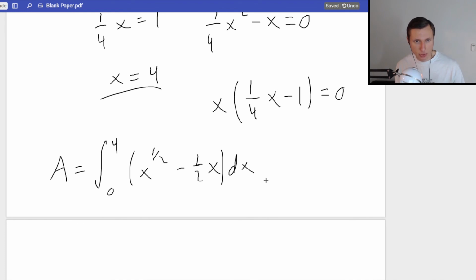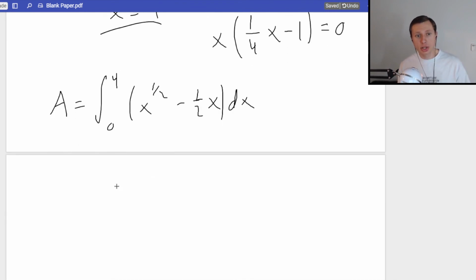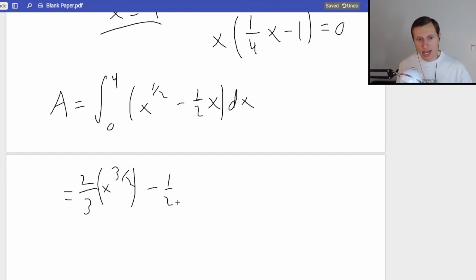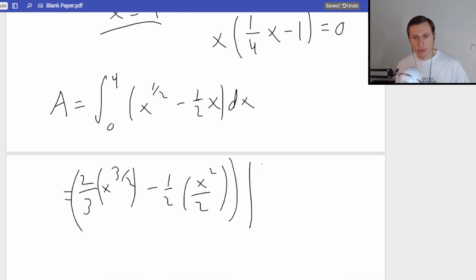There we go. Any questions so far? Again, it's the integral from x1 to x2 of the top minus the bottom function. Now I just need to solve this integral. Same thing we did before. Integral of x to the 1/2, hopefully you know this already, is x to the 3/2 divided by 3/2. So actually I'm going to rewrite that as times 2/3, because you can do that. I like to do it right away. And then minus 1/2 times x to the first power will become x squared over 2. There's my integral.